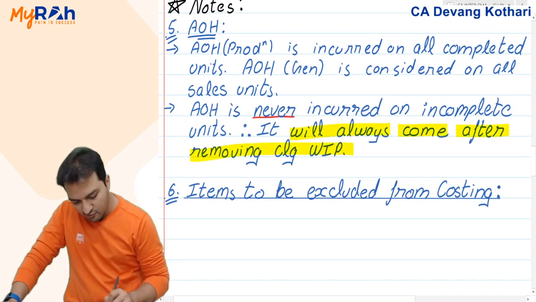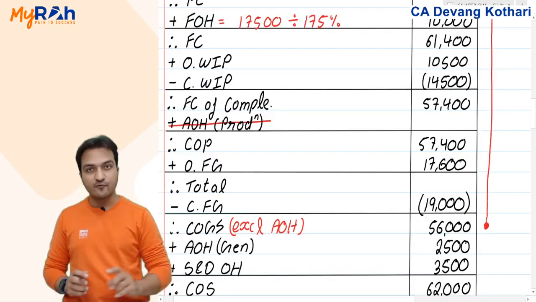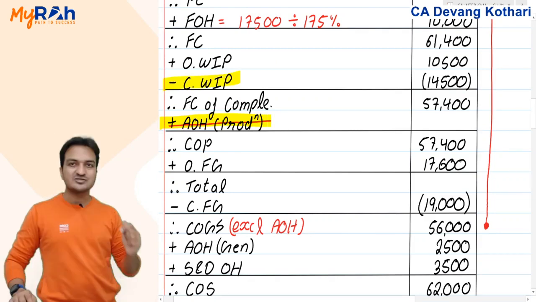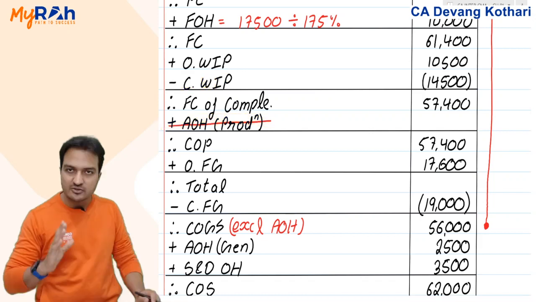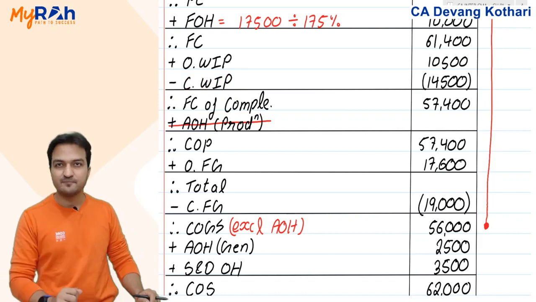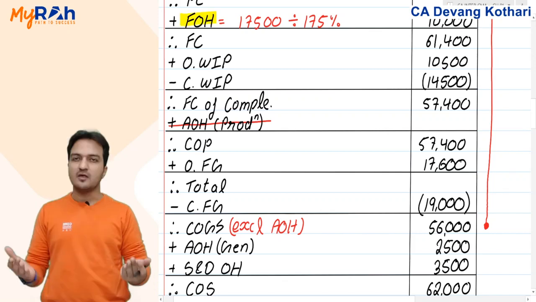You see in your format of cost sheet, here that admin overheads I had written here after removing closing WIP. Notice every overheads that I have written here has a particular position and a reason why it appears in that position. For example, factory overheads comes over here because it is incurred inside the factory, inside the factory cost.